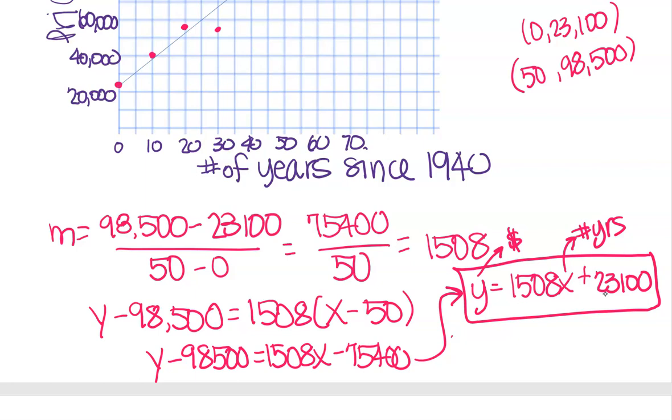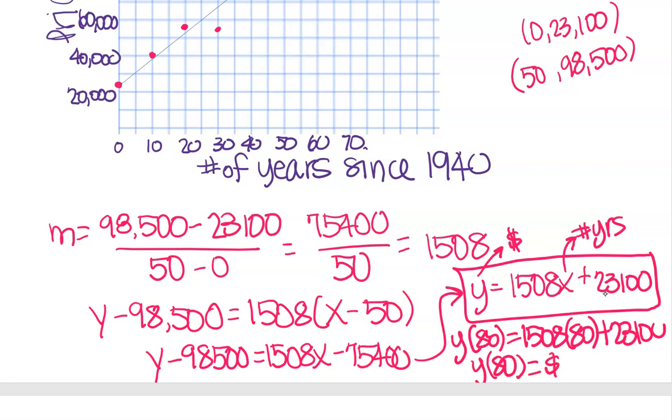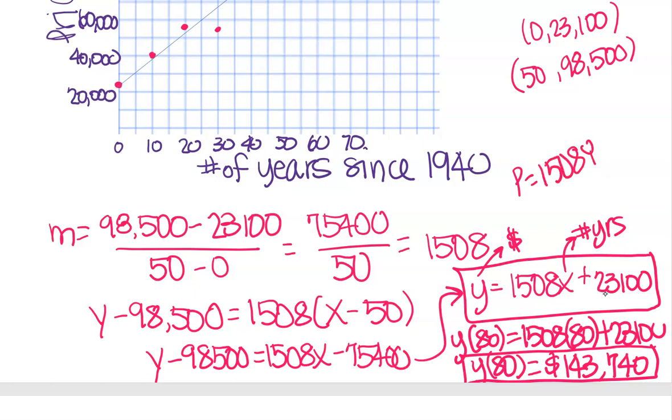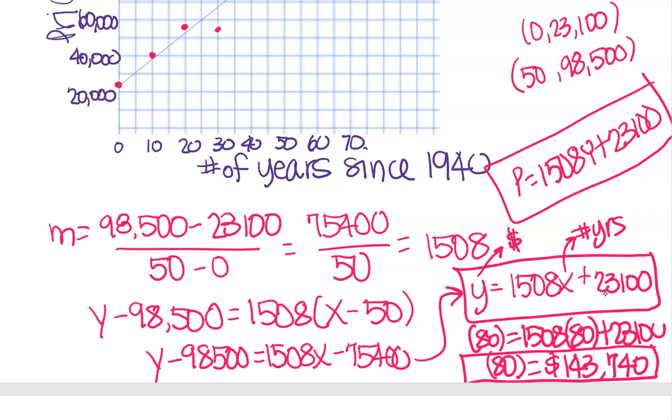So we're going to plug in an 80: y of 80 equals 1508 times 80 plus 23,100. And we multiply that out. And we get $143,740. So I have my equation. I'm going to rewrite that as far as what it stands for. Price equals 1508 times years plus 23,100. And I'm also going to change this to P so that it makes more sense.